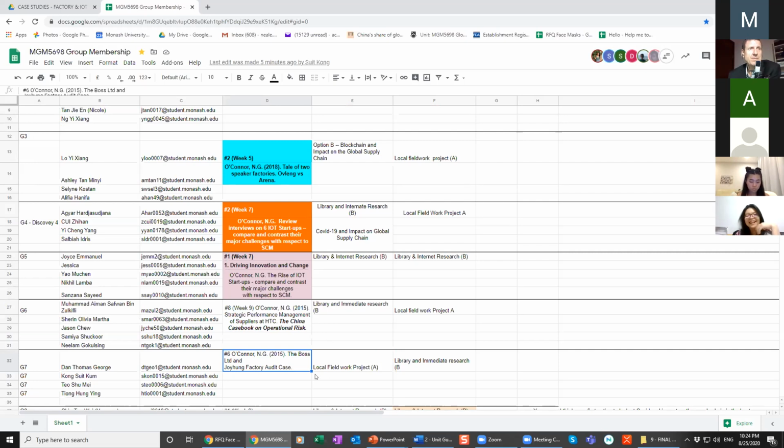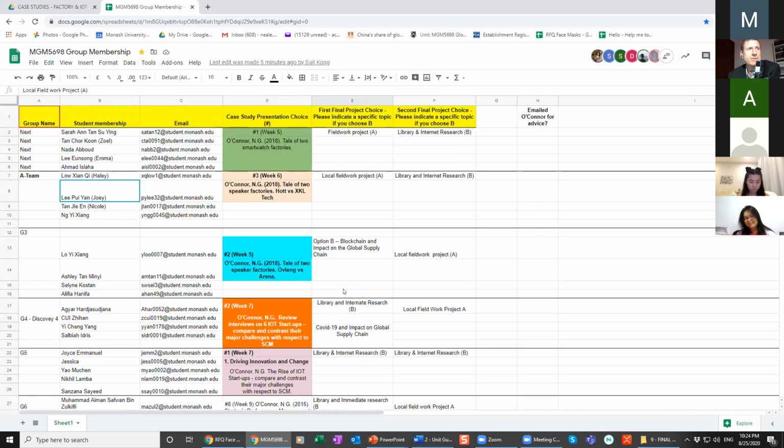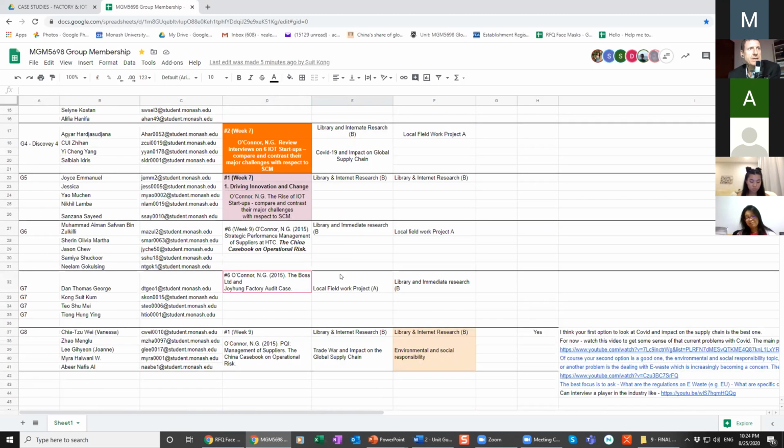Remember there's other factories you can choose, but if you still want to stay with them, that's fine. But that's an audit I did for a buyer in the USA. So it's a really good one, that one. Okay. So that's A team and G7 for week 6.